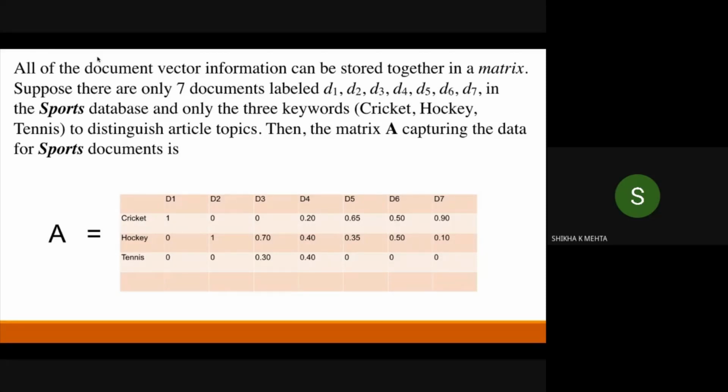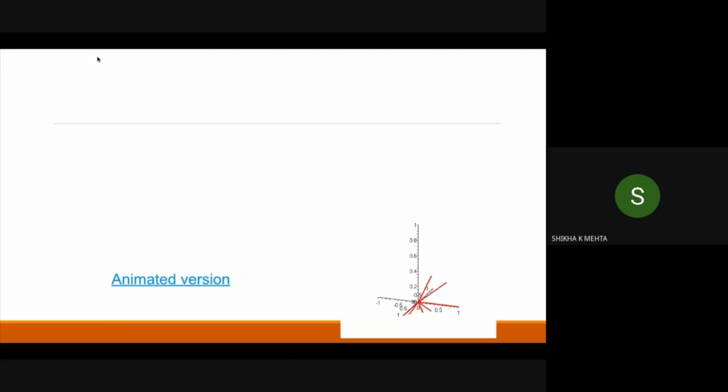In document 4, the ratio of cricket, hockey, and tennis is 20:40:40. So the number of keywords available in each document, we have just represented with the percentage of that, and we have represented this information. We call this matrix the term document matrix in the vector space model. So matrix A is a 3 by 7 matrix.